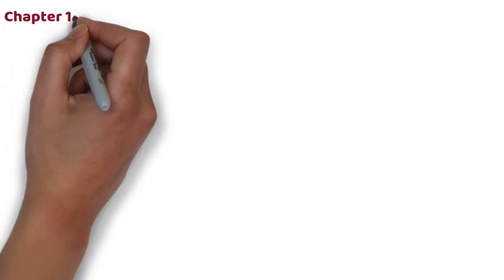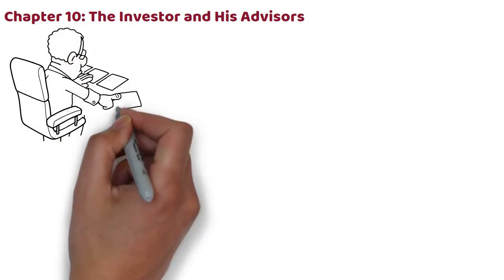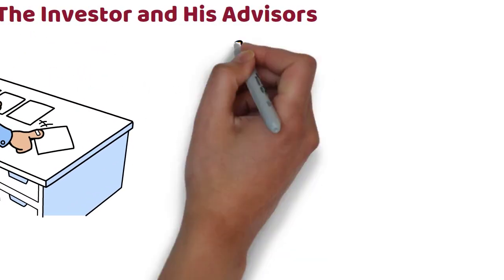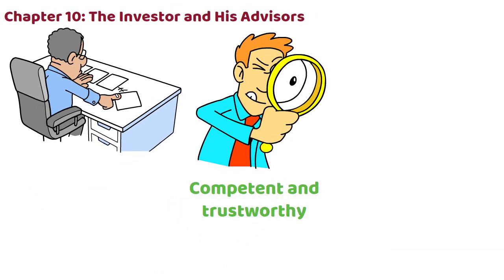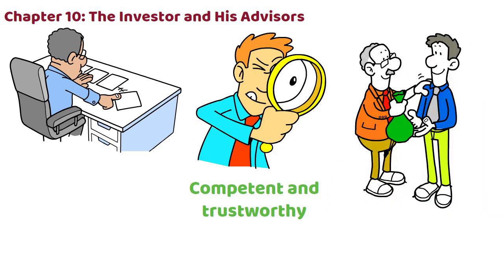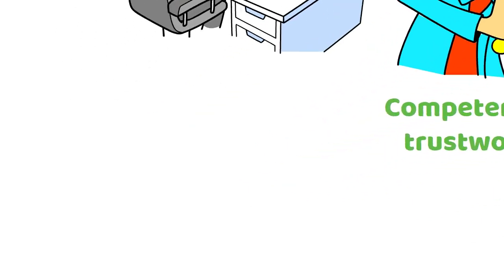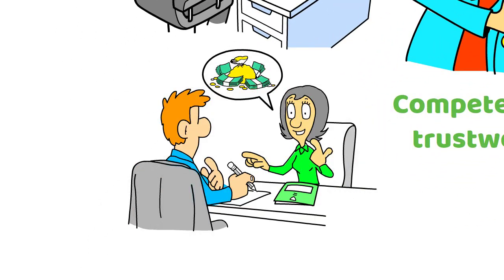Chapter 10, The Investor and His Advisors. Graham offers advice on how to choose and work with financial advisors. He stresses the importance of finding an advisor who is both competent and trustworthy. Graham warns against advisors who push speculative investments or charge excessive fees, advising investors to seek out professionals who align with their own conservative investment philosophy.